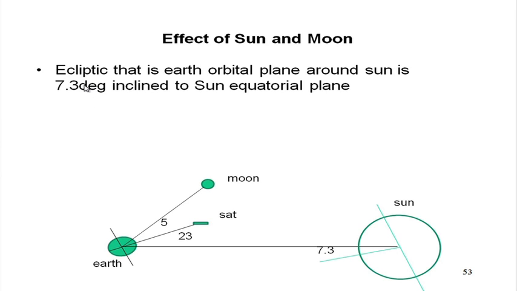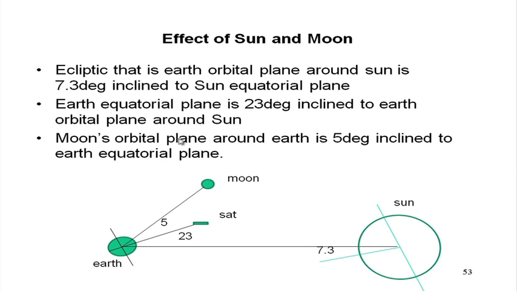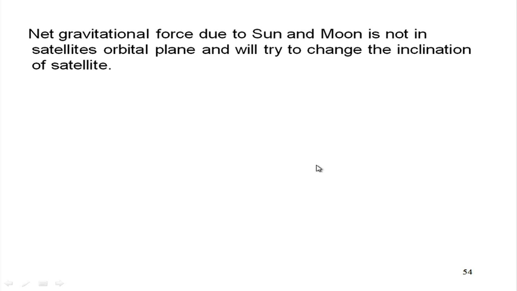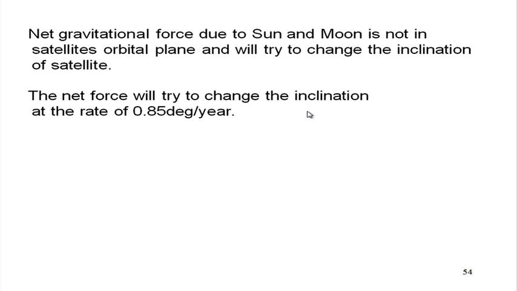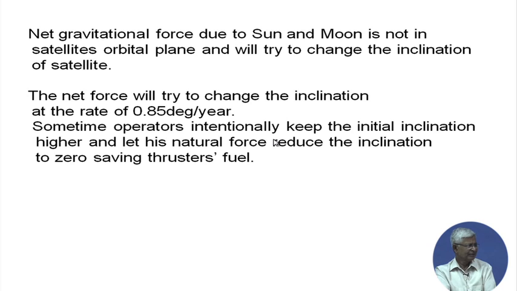What I said is listed here. Ecliptic plane, that is Earth's orbital plane around the Sun, is 7.3 degree. Earth's equatorial plane is 23 degree inclined to Earth's orbital plane around the Sun. Moon's orbital plane around the Earth is 5 degree inclined to the Earth's equatorial plane. So, the net gravitational force due to Sun and Moon is not on the satellite orbital plane. So, it will change the inclination of the satellite. That net effect is roughly about 0.8 degree per year.